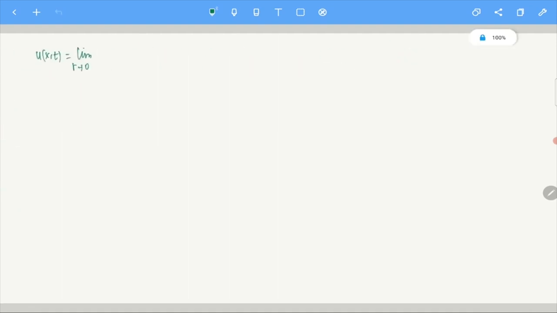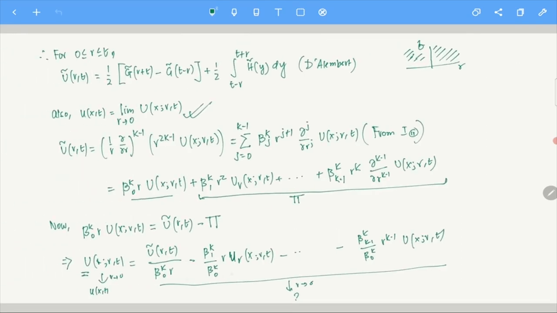So first thing first, this is 1 by beta k0, this is always there, and g tilde of t plus r, I'm just using that formula, minus g tilde of t minus r by 2r, clear, plus 1 by... okay, let me again tell you what is happening. As limit r tends to 0, you do realize that all of this is gone, because these terms, r power k minus 1, those are constants, right? So as r tends to 0, the remaining expressions are all gone, you're only left with this particular thing. So limit r tends to 0 of u tilde by b naught k r is equal to small u, right? That's what I'm writing.